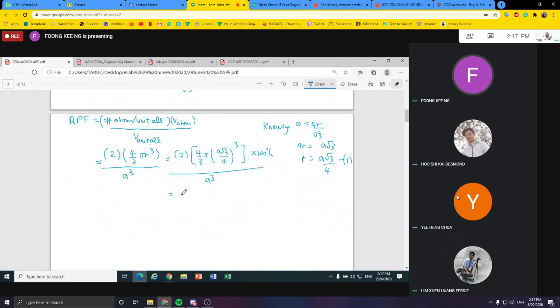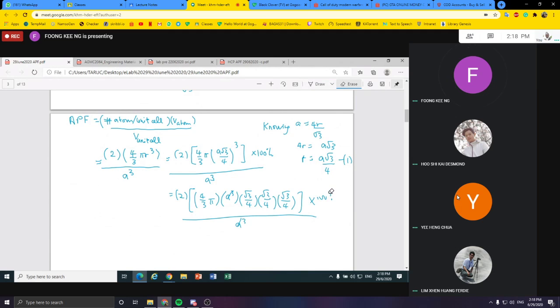So what do we do here? What do you have here? You must show it so you can score the marks there. So what we have here is going to be A cube, then over A cube. Only in the lab session. In that case, you don't need to show this here. So this cancels.